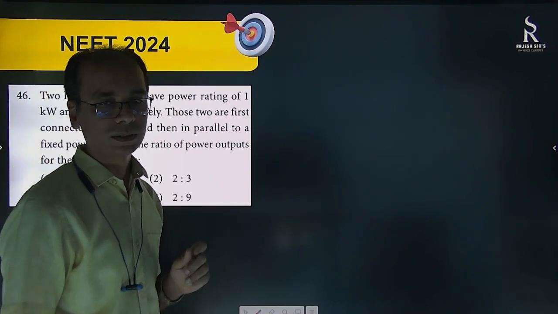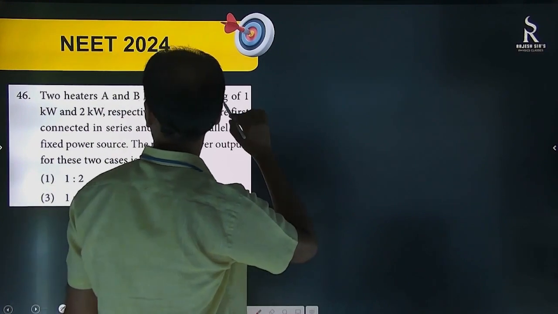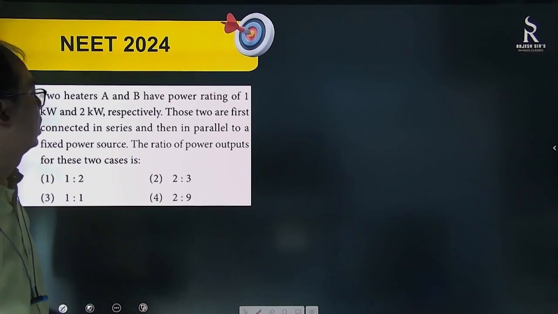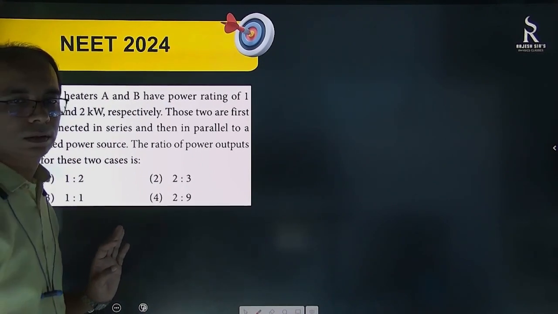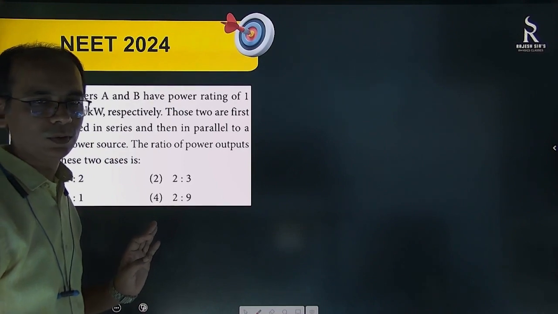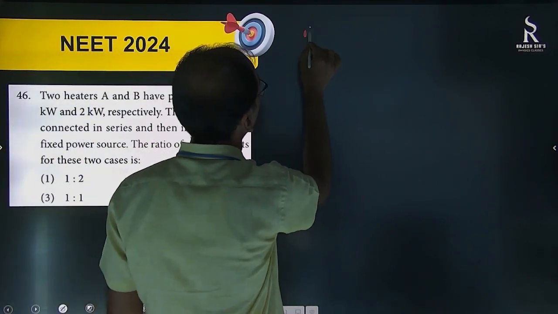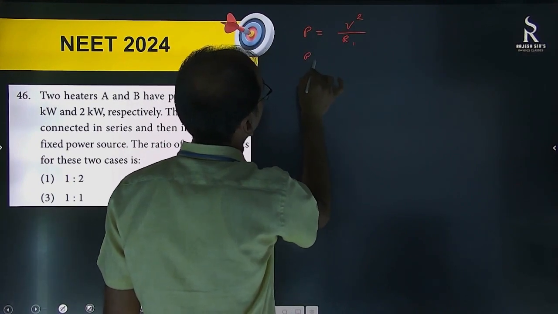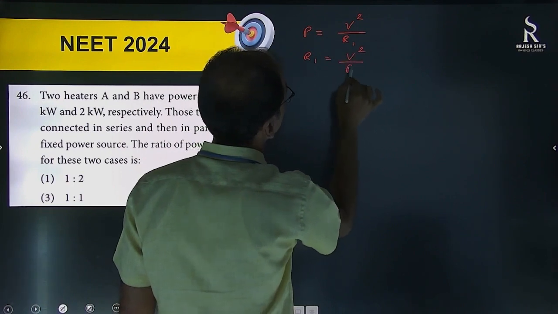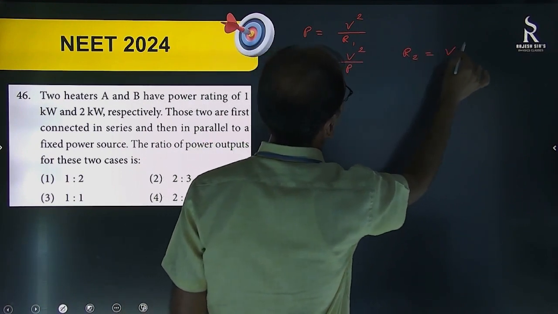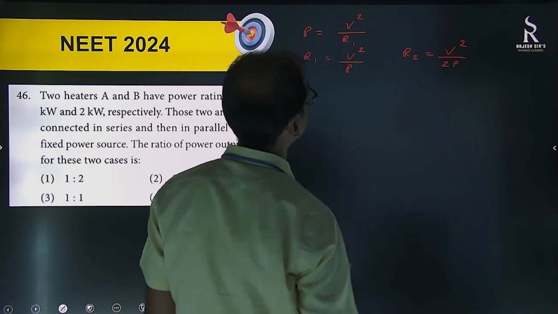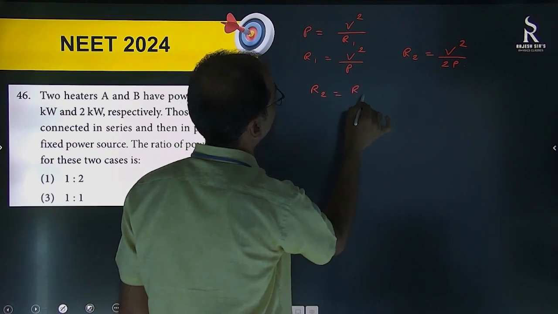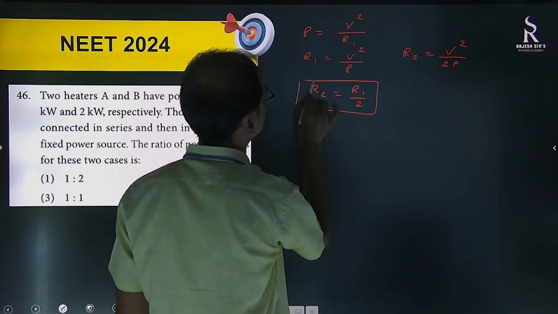We calculate the resistances. The first one is 1 kilowatt, so I am saying one is P and the other is 2P. Or shall we keep 1 kilowatt and 2 kilowatt? We can. So P equals V square by R1, so R1 value is V square by P. Same way, R2 value will come as V square by 2P. So what is the relation between them? R2 is equal to R1 by 2. Remember that, that is important for us.